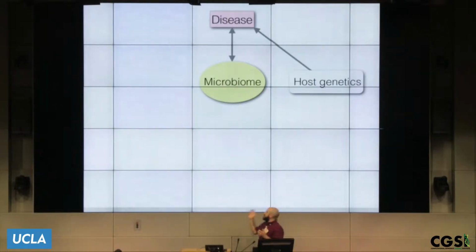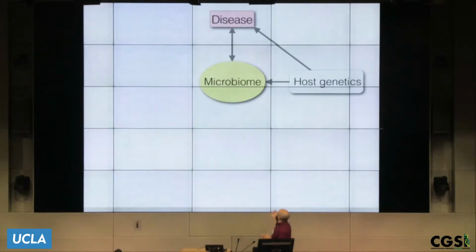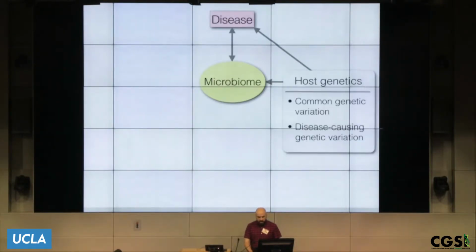And we also know, obviously, from 20 years of GWAS studies and more than that, looking at human genetics, that our own genes affect complex diseases in humans. What we're interested in looking at is this direction. So how does host genetics, how does human genetic variation affect the microbiome and interact with the microbiome? Can our own genetic variation affect the composition of the microbiome, the abundance of different microbes that are found in and on our body?